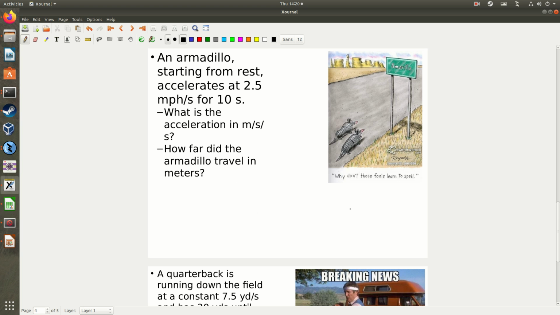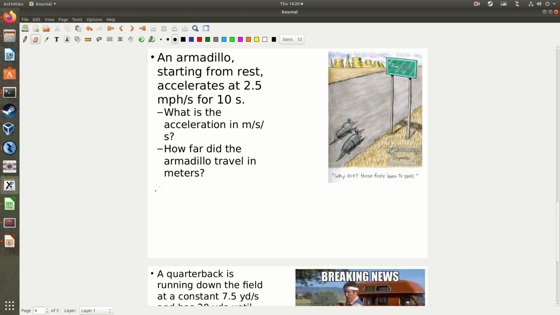We have, it looks like an armadillo starting from rest, accelerates at 2.5 miles per hour per second for 10 seconds. First, we're going to find the acceleration in meters per second squared, and then how far the armadillo travels. So, I think I can write over here. No, I can't. No, here, I can write here.